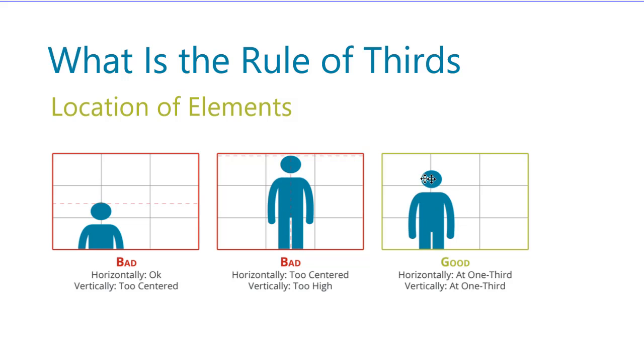Here's a good example. The person is exactly at the intersection horizontally and vertically at the 1/3 locations, which for whatever reason, scientifically or artistically, is more pleasing to the human eye than any of these other locations.